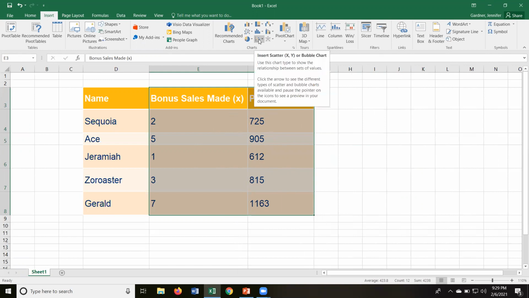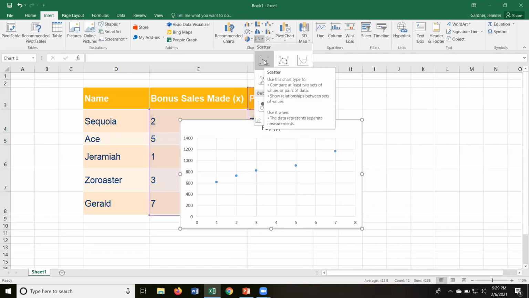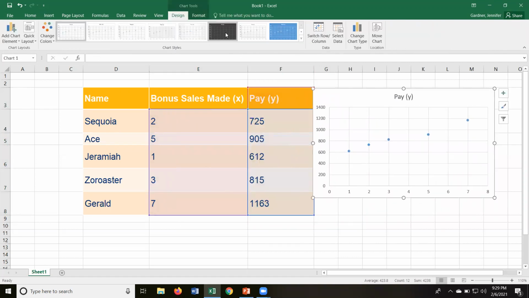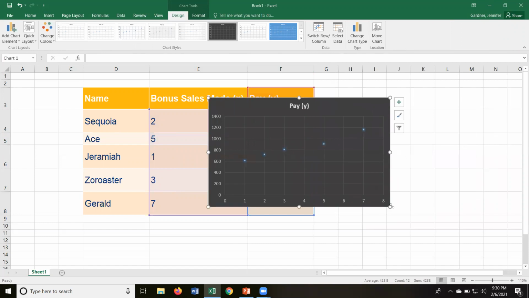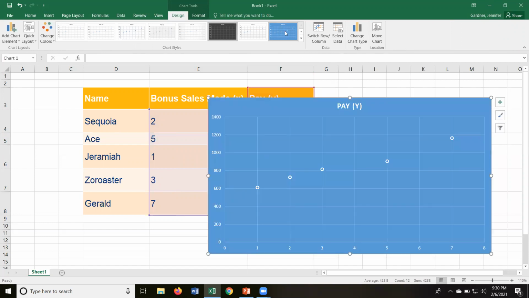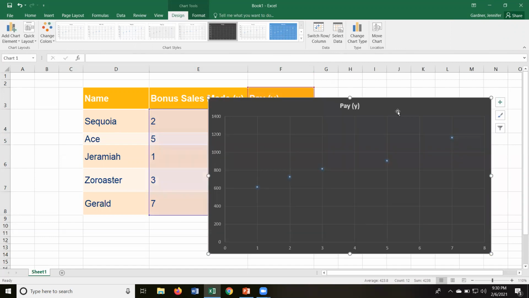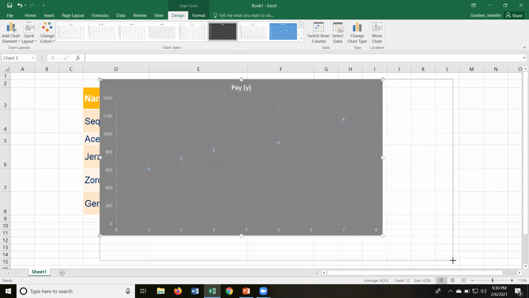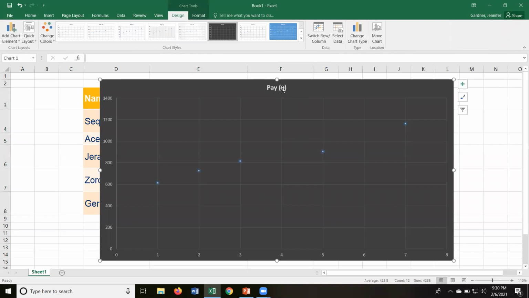And then up here, I'm going to pick my scatter plot. Right here, my lovely scatter plot. I'm going to change it, make it darker. I can make it in dark mode. I can make it blue if I wanted, whatever I wanted to do. I'm going to leave it in dark mode here. And now I have my scatter plot. Let's make it big for you guys.